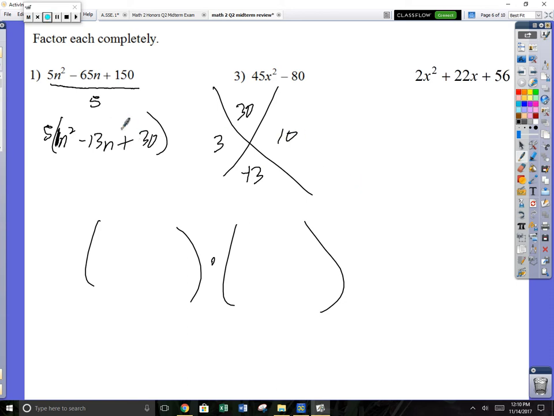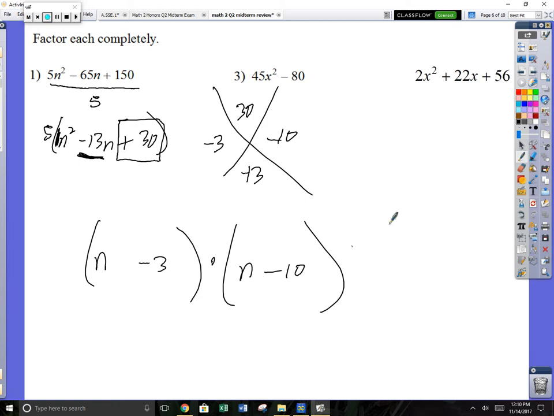So it has to times to give you a positive 30. So that means they are both positive or they are both negative. And because it's got to add to give you a negative 13, they both have to be negative. So we're going to go n minus 3, n minus 10.